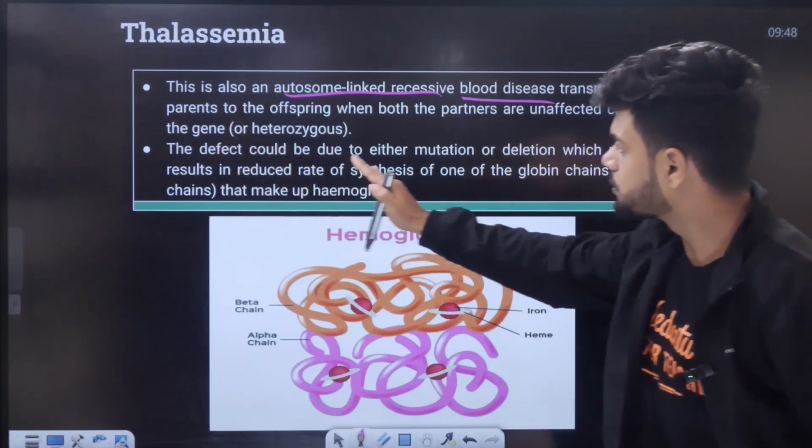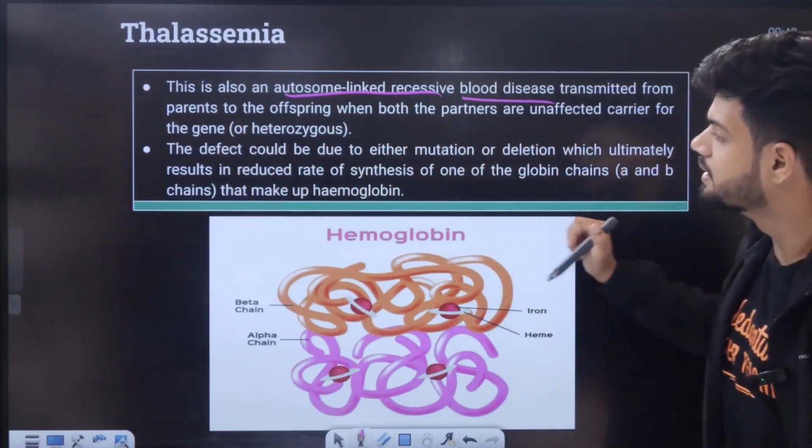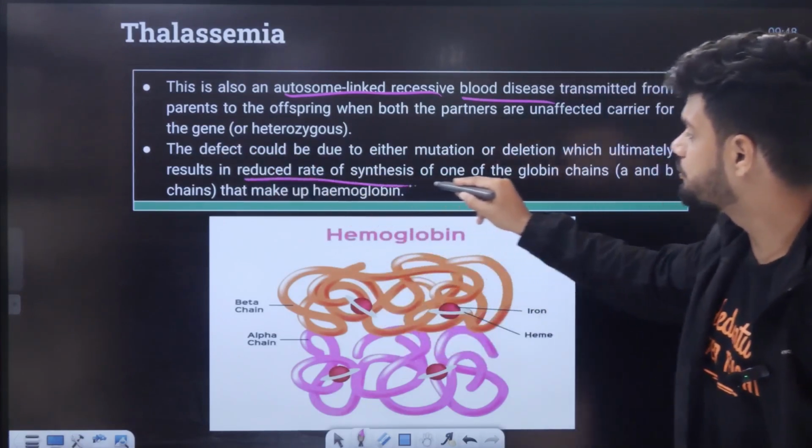The defect could be due to either mutation or deletion, which ultimately results in a reduced rate of synthesis of one of the chains.